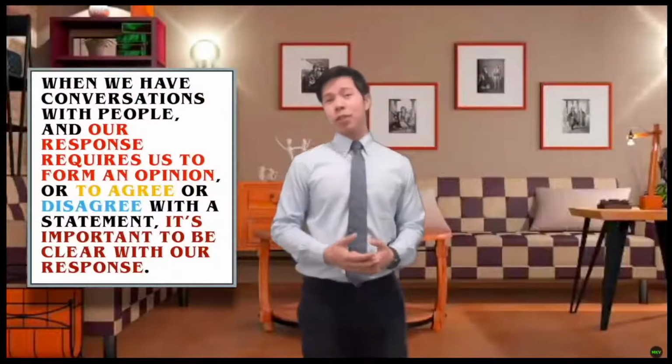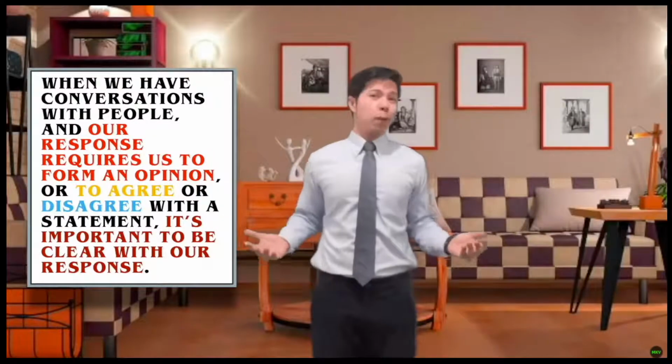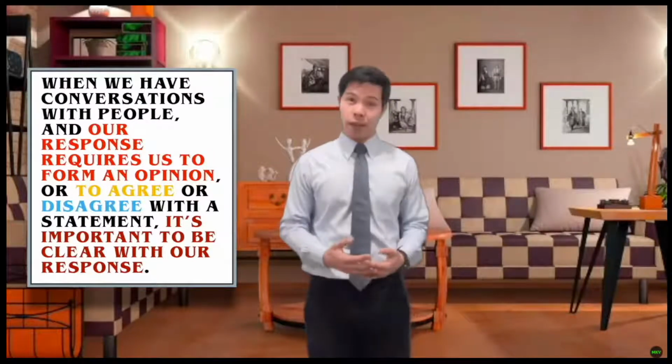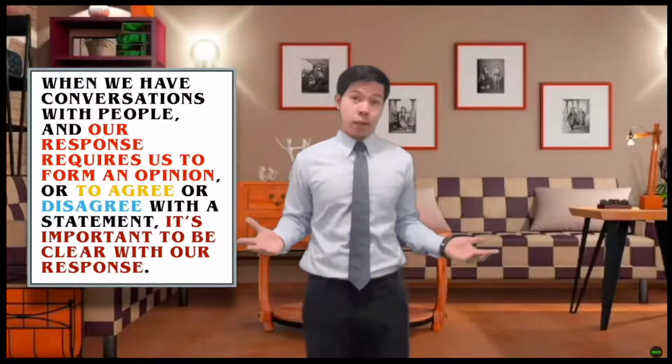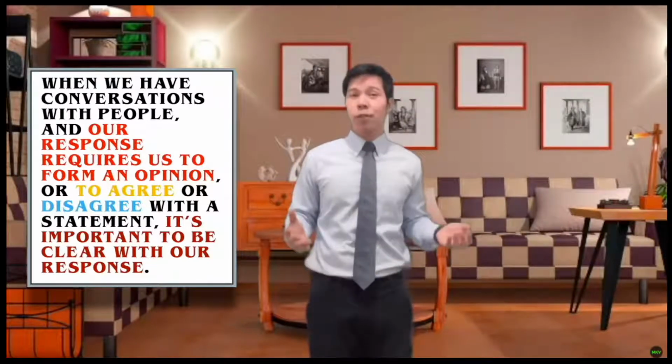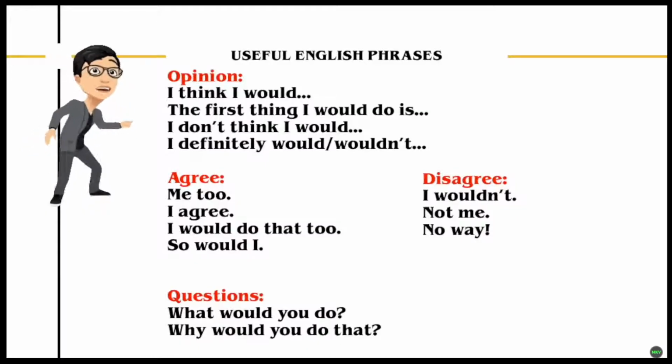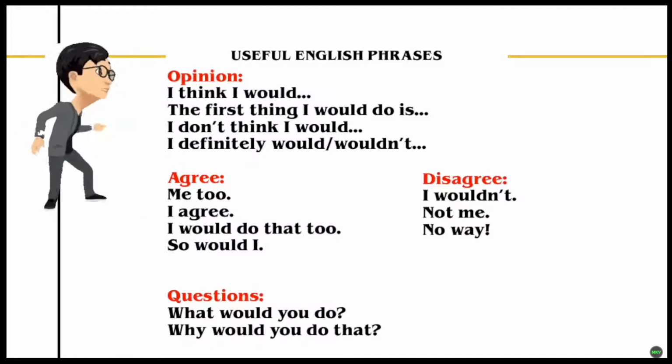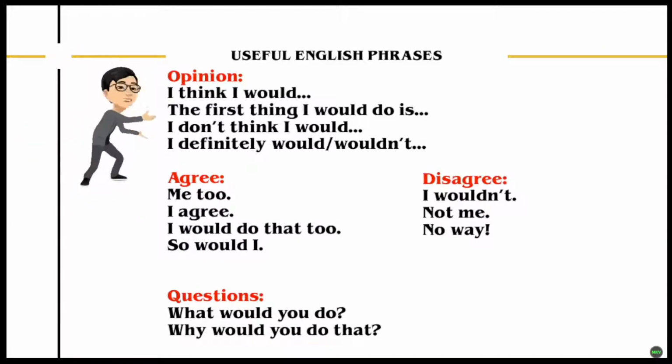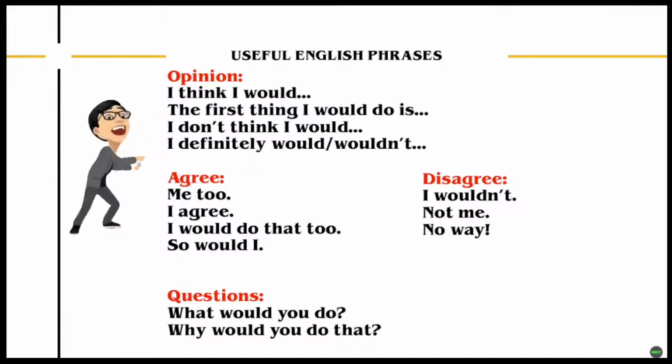When we have conversations with people and our response requires us to form an opinion or to agree or disagree with a statement, it's important to be clear with our response. Take a look at the following phrases and think about how we use them in conversations to clearly identify where we stand on a subject. Useful English phrases. To express your opinion, I think I would. The first thing I would do is, I don't think I would. I definitely would. I definitely wouldn't.